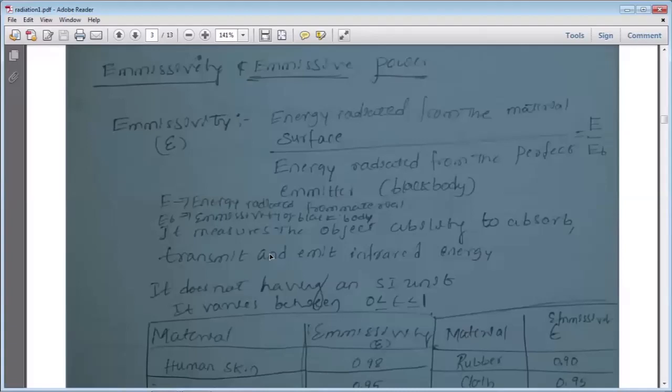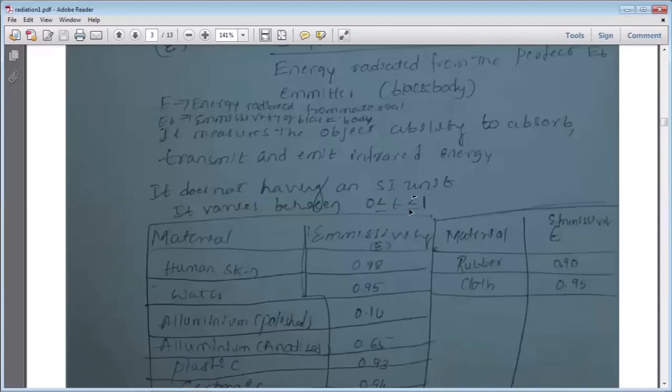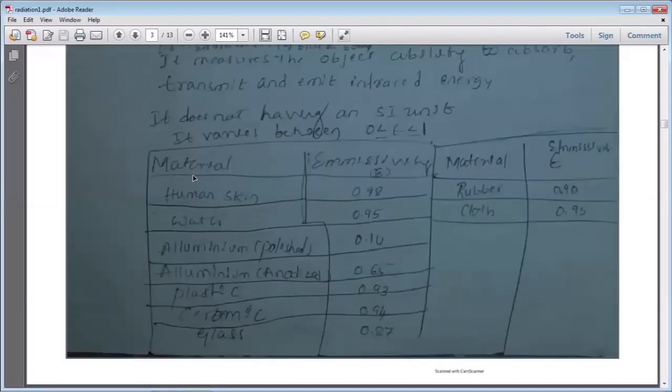As I told, it does not have any SI units. Emissivity varies from 0 to 1, and it is denoted by epsilon here. So 0 < epsilon < 1. Here are the emissivities of some materials, though you can also find them anywhere. Human skin also radiates, and the emissivity of human skin is 0.98. This is the highest among all the materials.